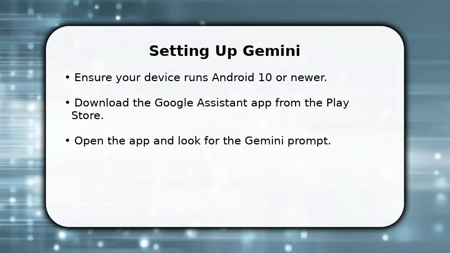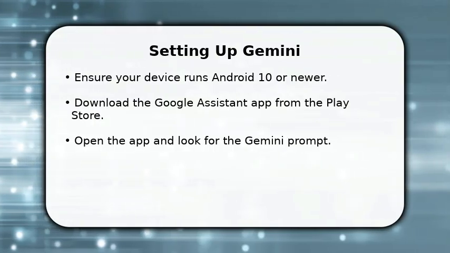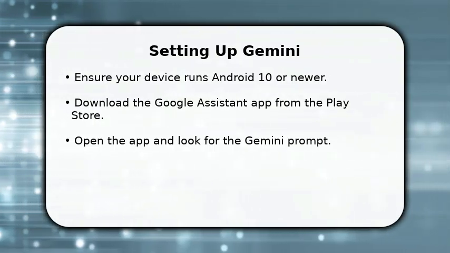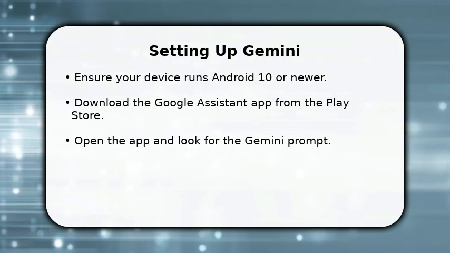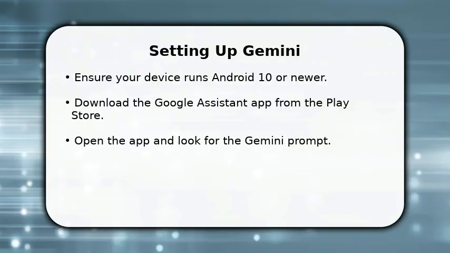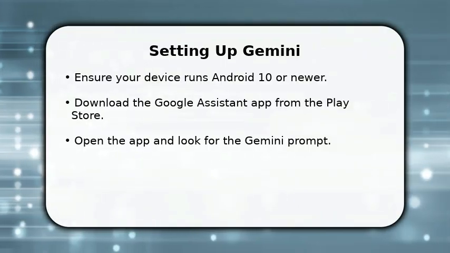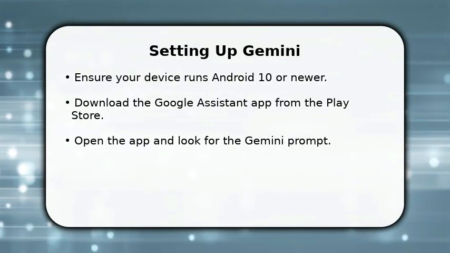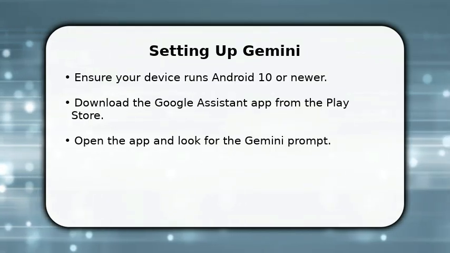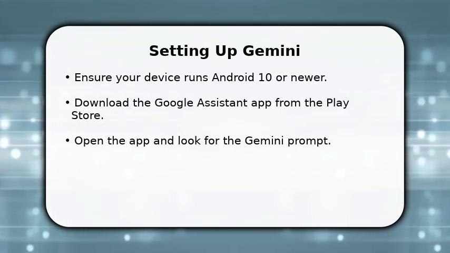In this video, I will show you how to set up Gemini on your smartphone. First, make sure your device is running Android 10 or a newer version for full compatibility. Next, head over to the Google Play Store and download the Google Assistant application. Once installed, open the app, and you should see a prompt to switch to Gemini. This initial step is crucial for a smooth transition.